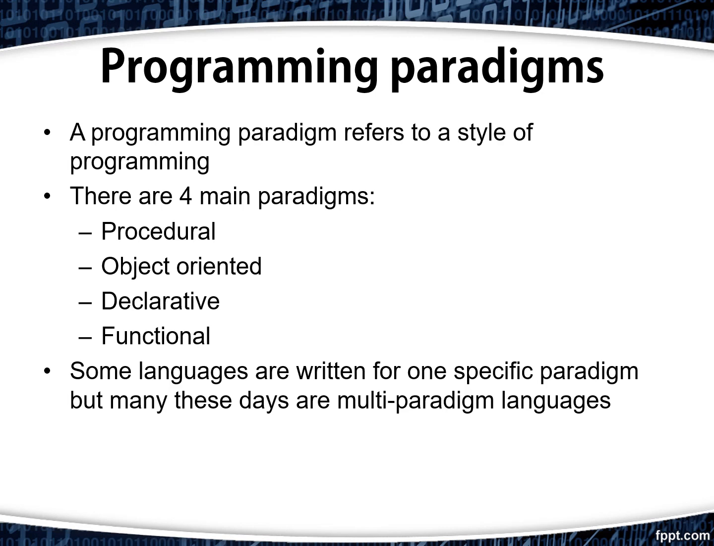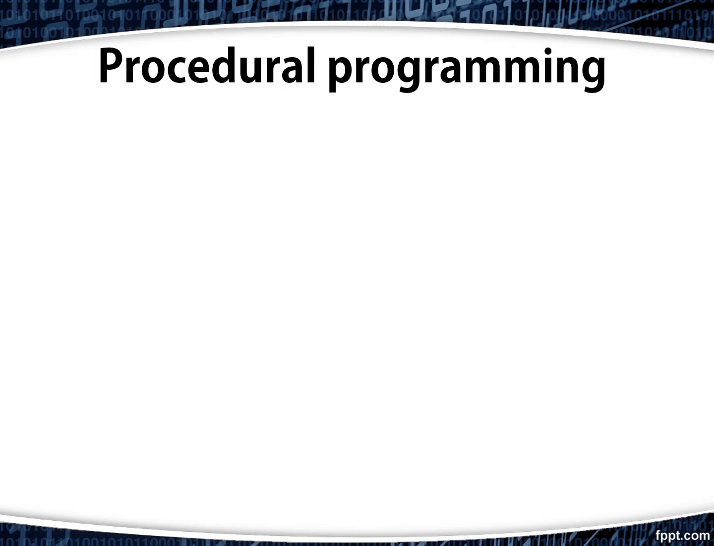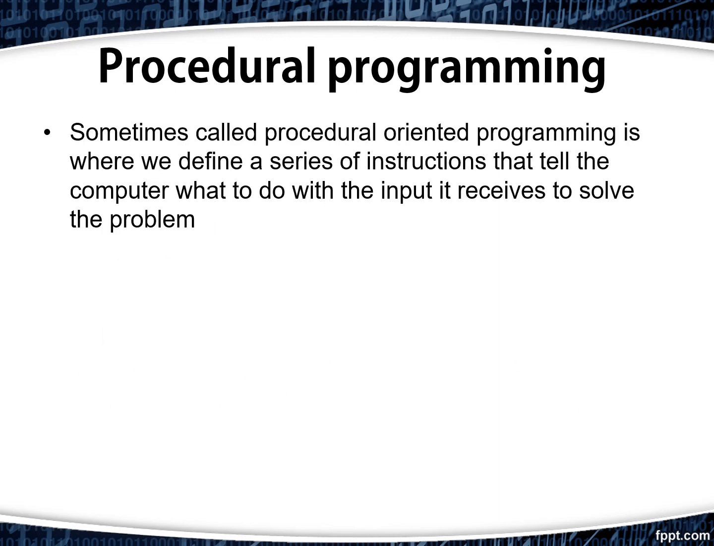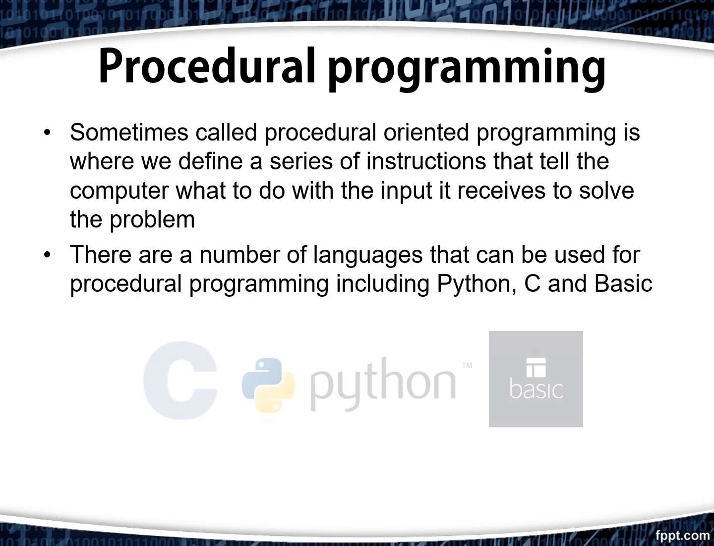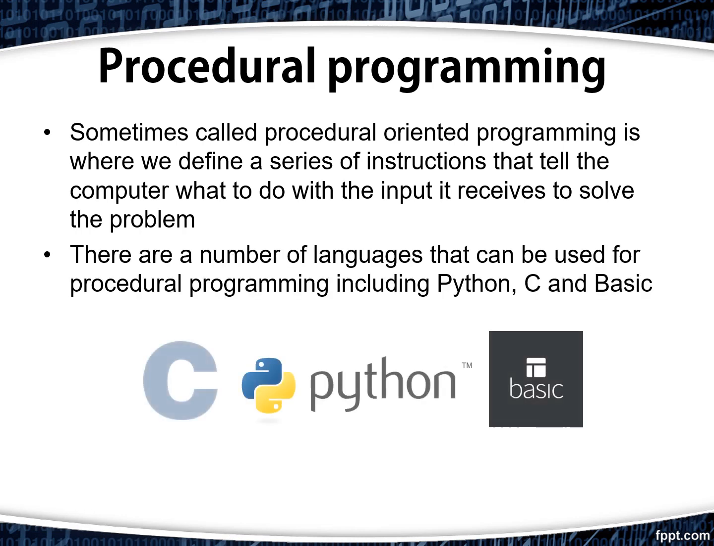For instance, Python can be used to write procedural code. It can also be used to write object-oriented code, and it includes some elements of functional programming as well. Procedural programming, sometimes called procedural-oriented programming, is where we define a series of instructions that tell the computer what to do with the input it receives to solve the problem. There are a number of languages that can be used for procedural programming, including Python, C, and BASIC.